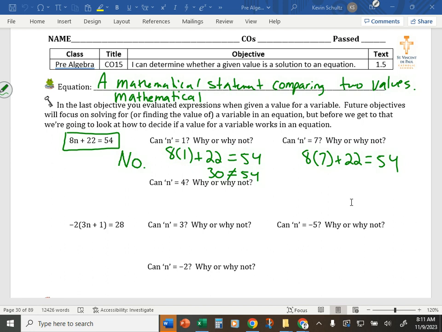That's all I'm asking you to do, is actually do the math. You plugged it in your head. Yes, I want to see you plug it in on the paper as well. Okay? So yes, 8 times 7 is 56. Obviously, if we start with 56, could we get down to 54? Yes. If we were subtracting 2, we could, but we're not. We're adding 22. And that tells us that this is not equal to 54. So can n be 7? No. Can everyone read that?